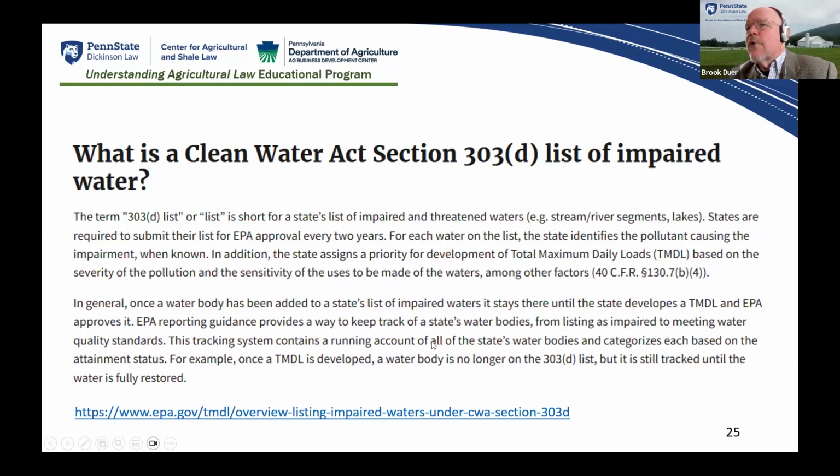This tracking system contains a running account of all the state's water bodies and characterizes each based on the attainment status. For example, once a TMDL is developed, a water body is no longer on the 303(d) list, but it is still tracked until the water is fully restored. So that just gives you a bigger idea of how these lists work and why they exist. And part of the original obligation is, a state has to essentially create a data file for every single waterway in their state. What a task that must have been back in the day.